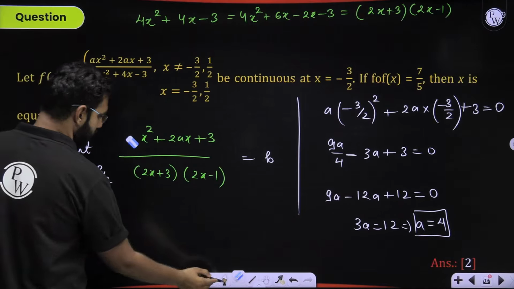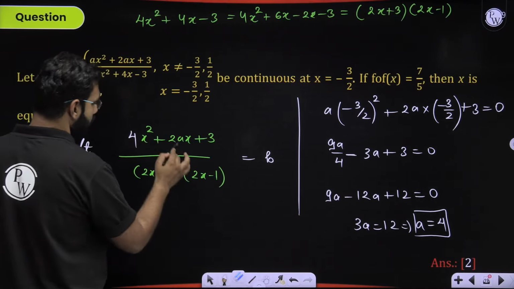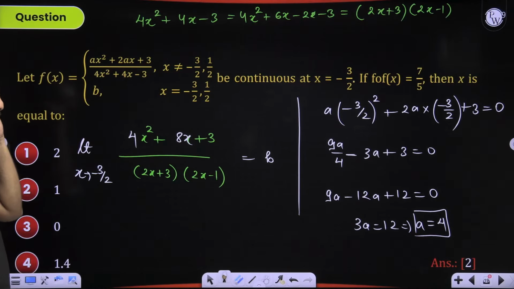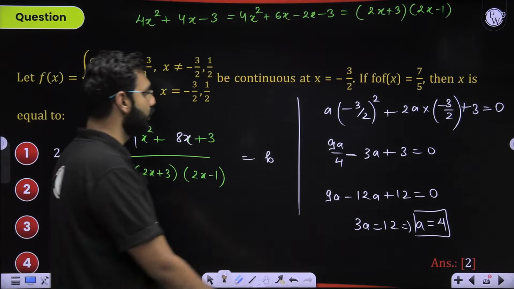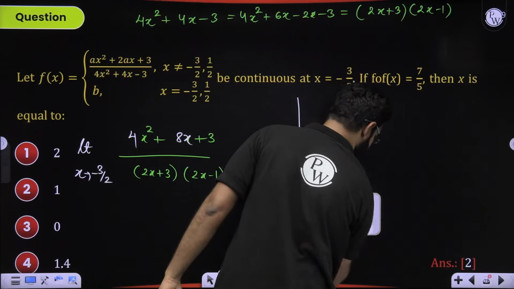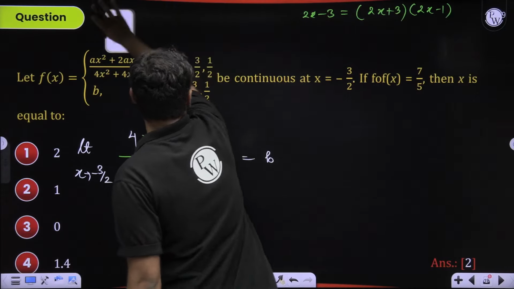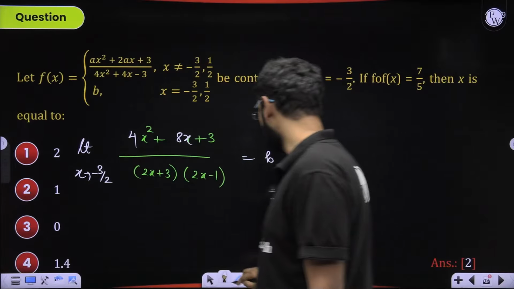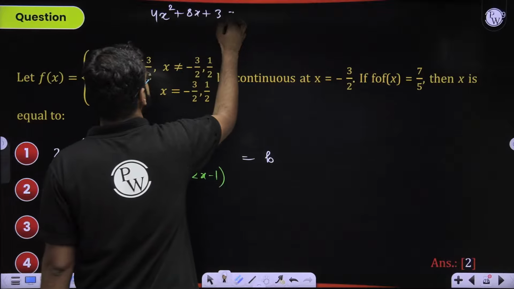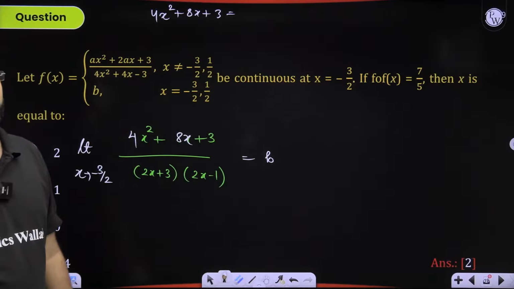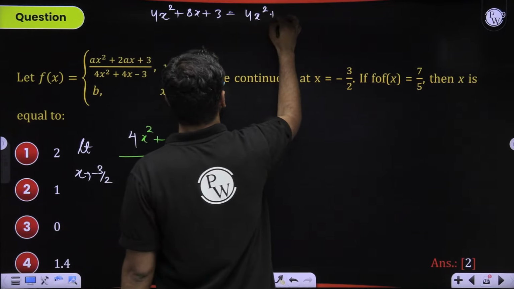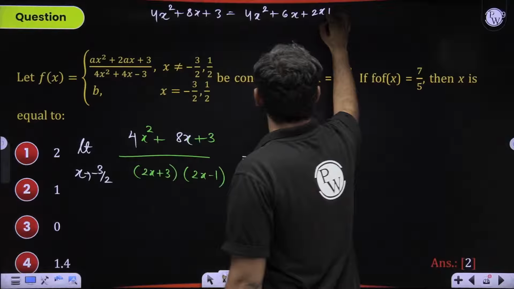So it is 4x square. It is 4 into 2, 8x. This is 8x plus 3. So now I'm trying to factorize the numerator as well. I hope that's okay. So when I try to factorize the numerator, it is 4x square plus 8x plus 3, right? So 4 into 3 is 12. 6 into 2 is also 12. So I am writing it as 4x square plus 6x plus 2x plus 3.